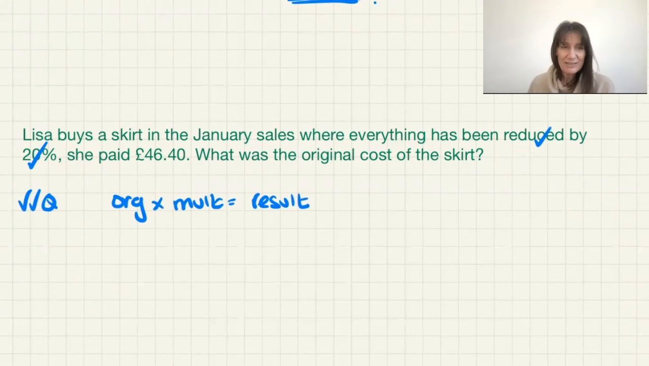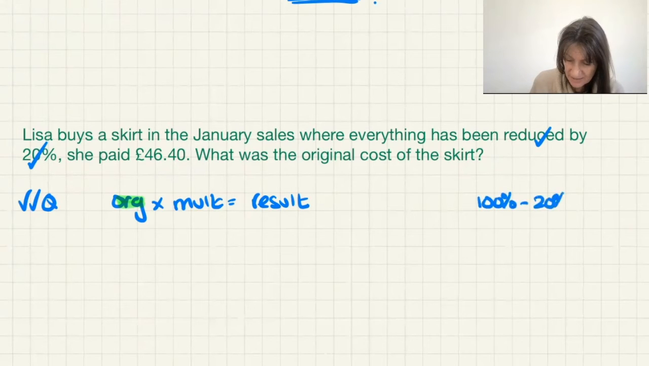If I keep reading, she paid £46.40. What was the original cost of the skirt? So she buys a skirt in the sales, everything's reduced by 20%, and she paid £46.40. What was the original cost? So actually, what I don't know is that bit there. I do know it was reduced by 20%. So I do know that the multiplier is 100% minus 20, which is going to equal 80%, which is 0.8.